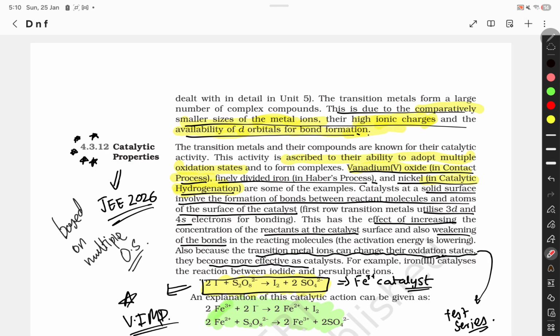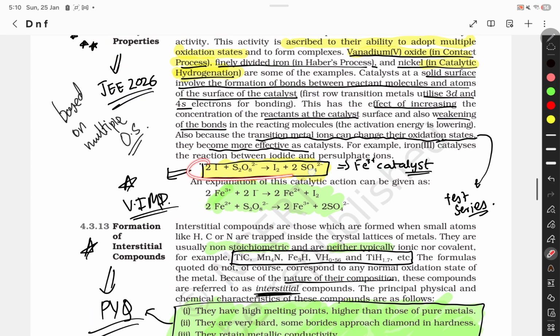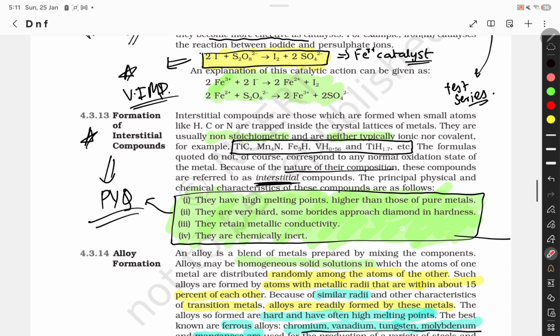So, anyways, guys, we are discussing the catalytic properties, right? So, Fe3+ catalyzes the reaction of I- with S2O8 2- to give I2 and SO4 2-. How does it catalyze? Fe3+ goes to Fe2+, and then Fe2+ goes to Fe3+, and the corresponding reaction occurs. So, it's a very easy reaction. We can easily remember this.